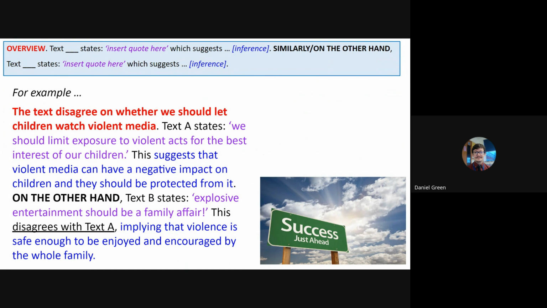The texts disagree on whether we should let children watch violent media. Text A states we should limit exposure to violent acts for the best interests of our children. This suggests that violent media can have a negative impact on children and how they should be protected from it. On the other hand, text B states explosive entertainment should be a family affair. This disagrees with text A, implying that violence is safe enough to be enjoyed and encouraged by the whole family.